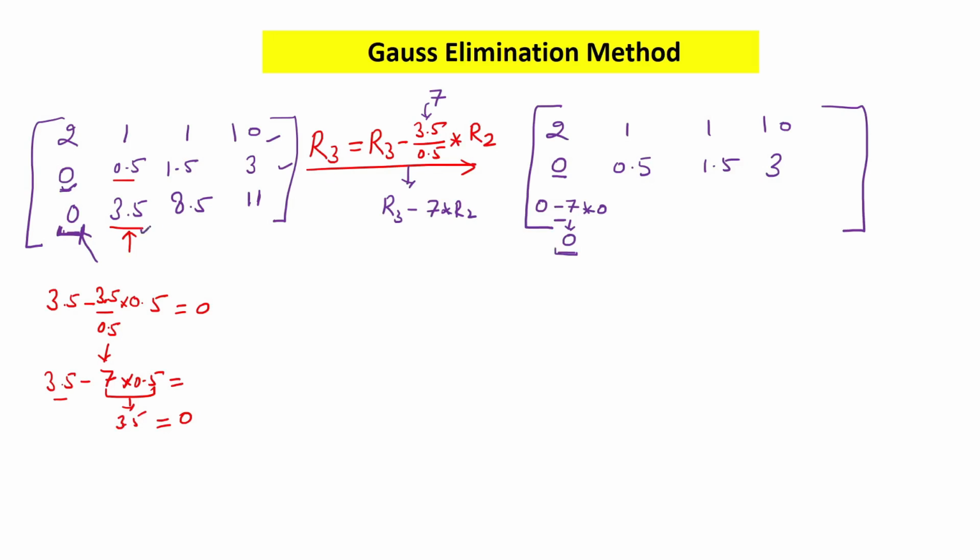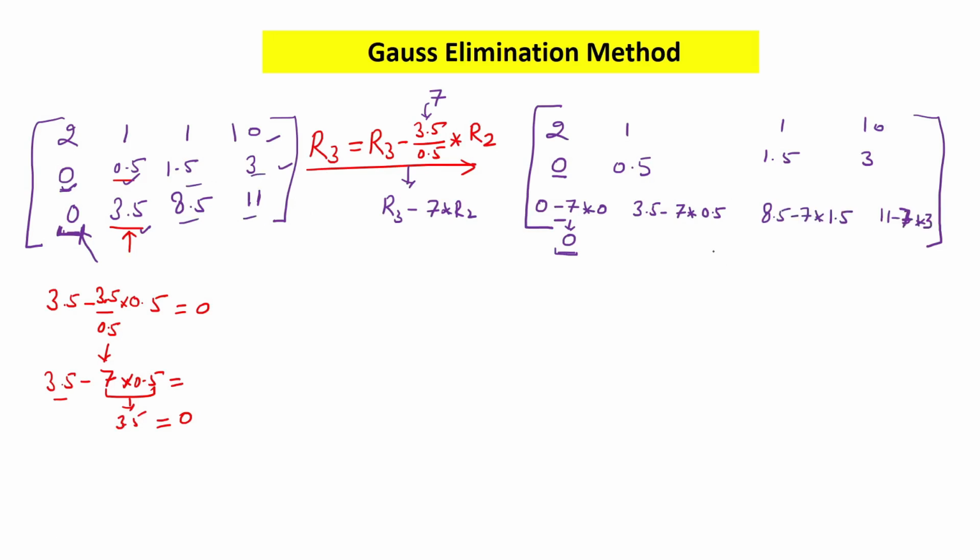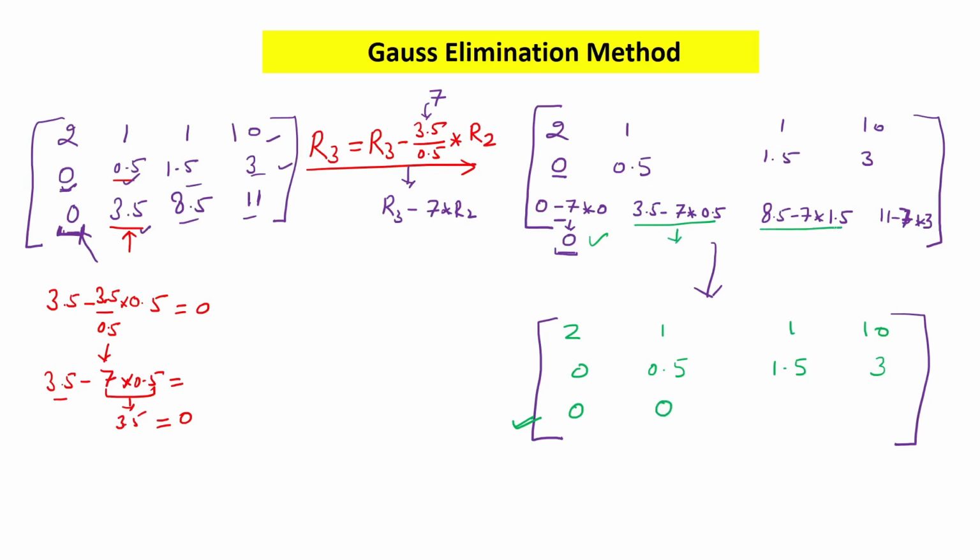Now let's move to this 3.5. So if I write 3.5 minus, here I will get 7 multiply then this 0.5, and here I will write 8.5 and 1.5, and lastly I will use 11 and 3. So now if I solve this, I will get a new matrix. So now let's write this row. So this row will be 0. Now what will I get from here? So this will again be 0. So if I solve this, what will I get?